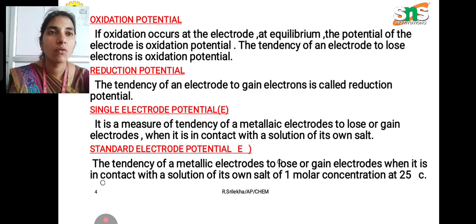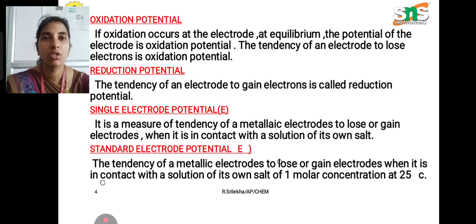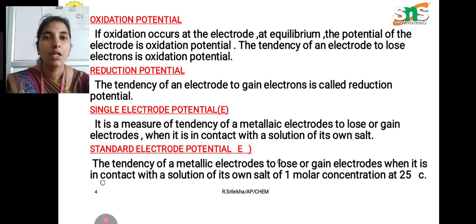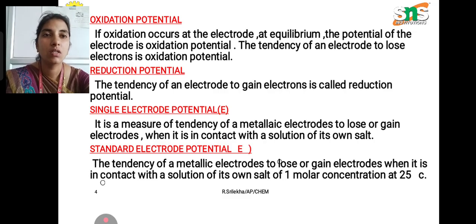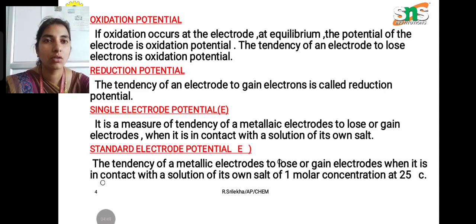The tendency of the electrode to lose electrons is the oxidation potential, and the reduction potential is the opposite: the tendency of an electrode to gain electrons is called the reduction potential. The third one is the single electrode potential. It is a measure of the tendency of a metallic electrode to lose or gain electrons when it is in contact with a solution of its own salt.